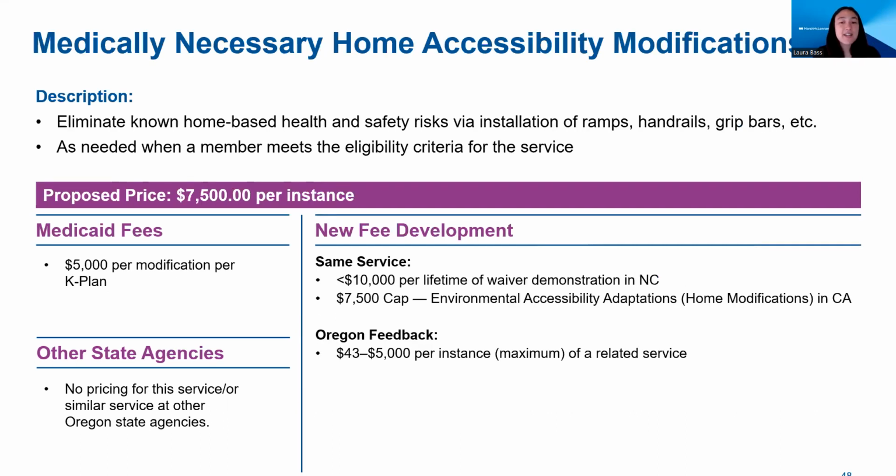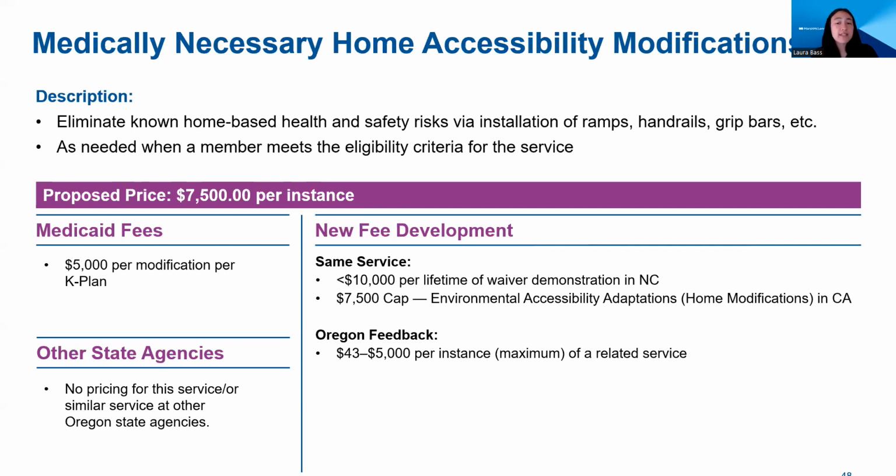Medically necessary home accessibility modifications will pay for work to eliminate known home-based health and safety risks via installation of ramps, handrails, grip bars, and more as appropriate for the member. We are aware that Oregon Medicaid has a K plan that pays up to $5,000 per modification, but we were also made aware that there are often quotes from providers that exceed this limit.